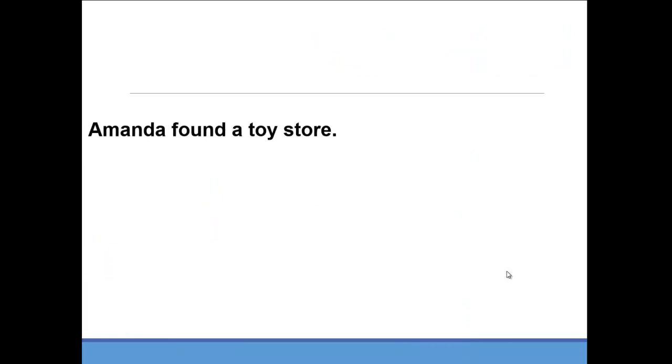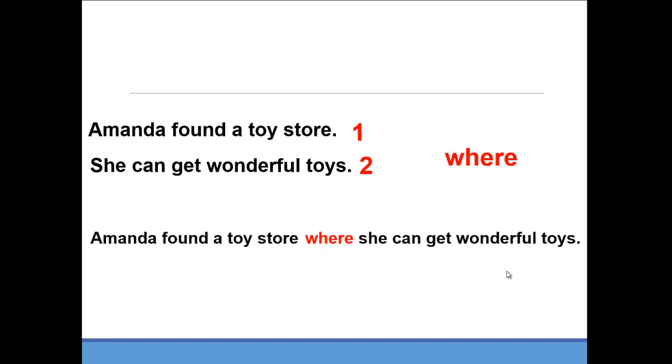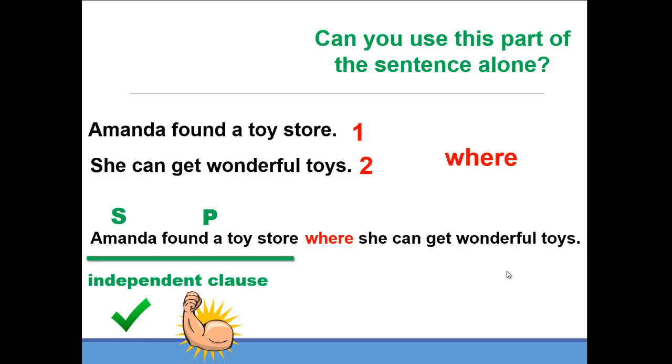Amanda found a toy store. Sentence number 1. She can get wonderful toys. Sentence number 2. Let's join the two sentences using the conjunction where. Amanda found a toy store where she can get wonderful toys. Let's check the first part of the sentence. Amanda found a toy store. Amanda is the subject. Found a toy store is the predicate. Can you use this part of the sentence alone? Yes, you can. So what do I call this part of the sentence? Excellent. I call this part of the sentence an independent clause.